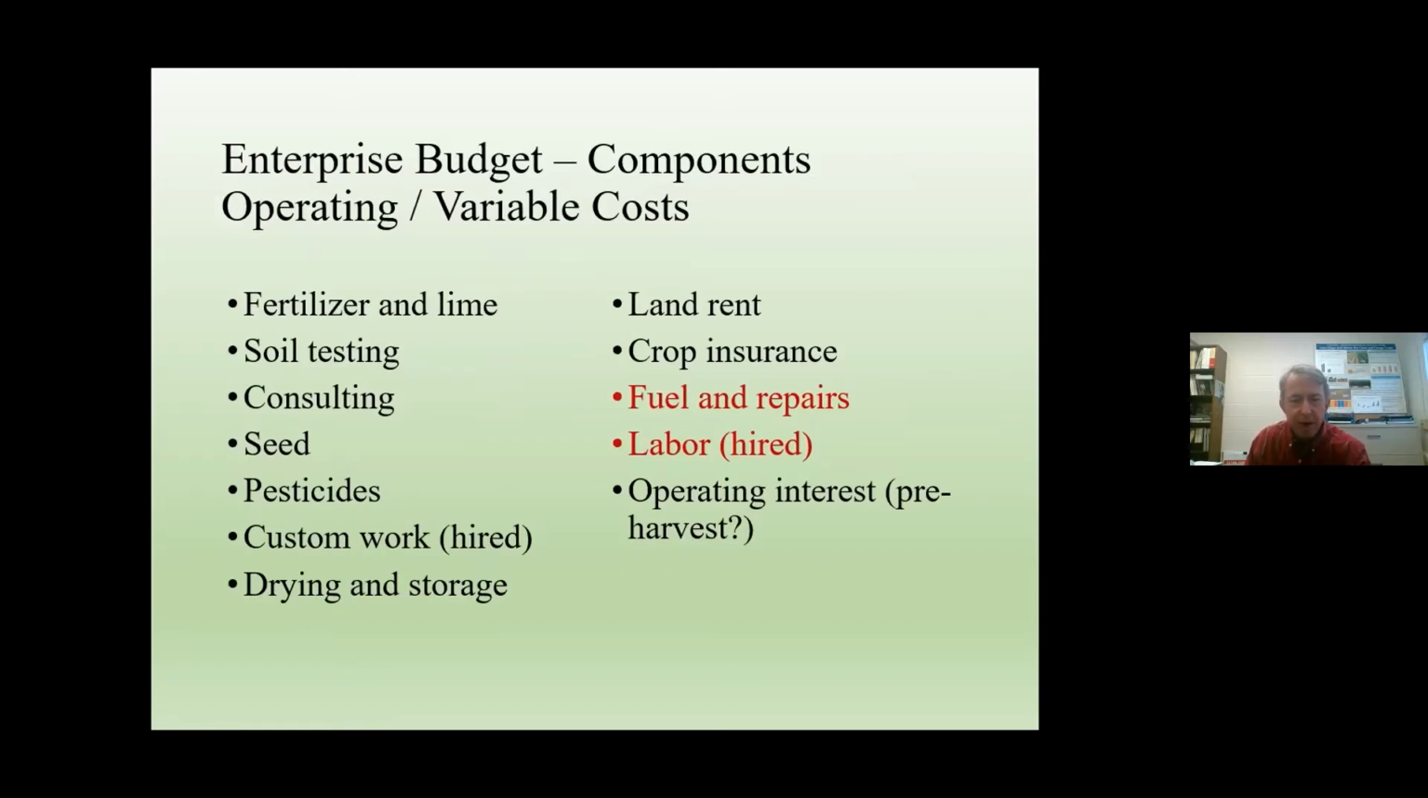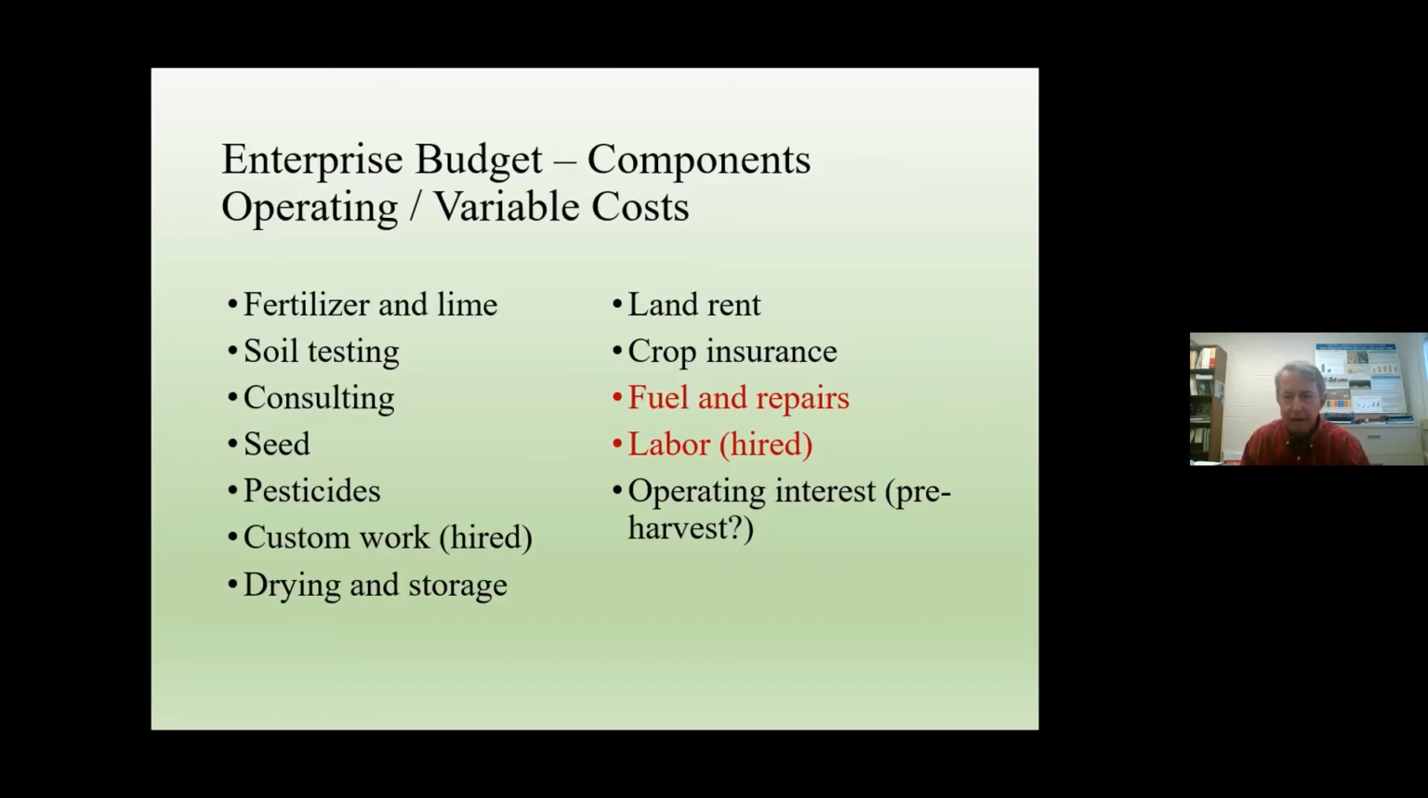This is a list of the primary operating or variable costs that we would be considering. So fertilizer and lime, if we have a consulting fee that we pay, seed, pesticides, any custom work hired for that year, land rent if we're renting land, crop insurance, and operating interest on the money that we're borrowing to put the crop in, or maybe the opportunity cost of capital. We're purchasing some inputs in December or April.